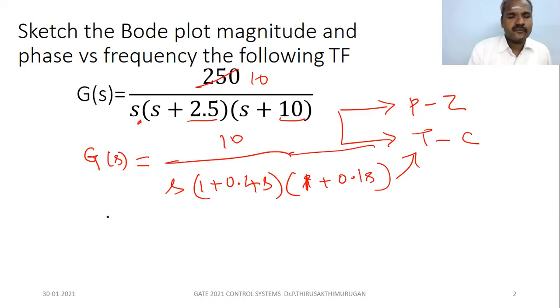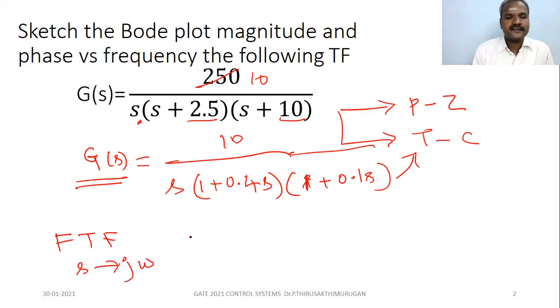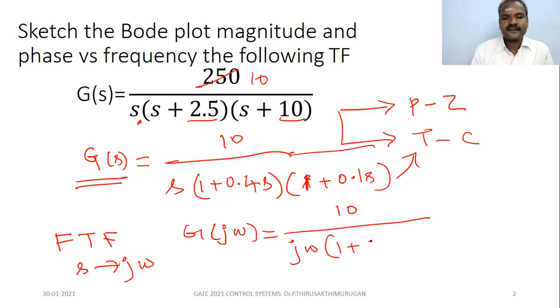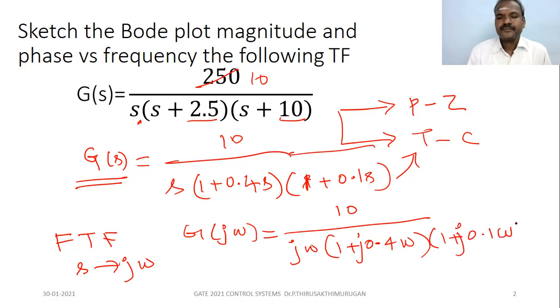Then convert this time constant transfer function into the frequency transfer function. What is the frequency transfer function? Replacing s by j omega, right? Replacing s by j omega. So G of j omega equal to 10 divided by j omega into (1 plus 0.4 j omega) into (1 plus 0.1 j omega). Okay, so this is called the frequency transfer function.